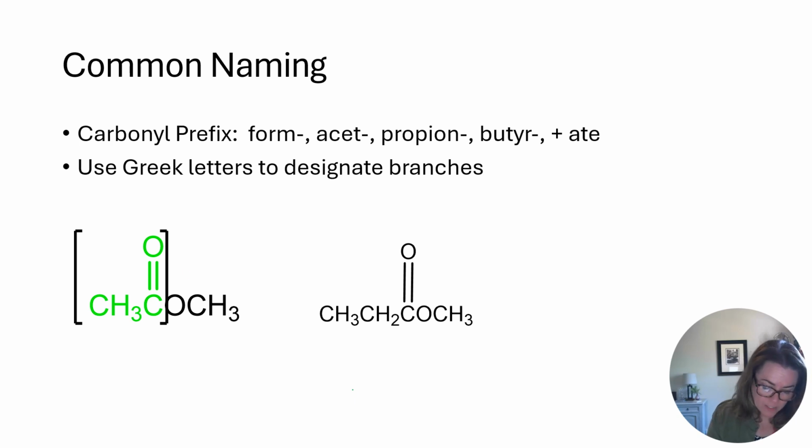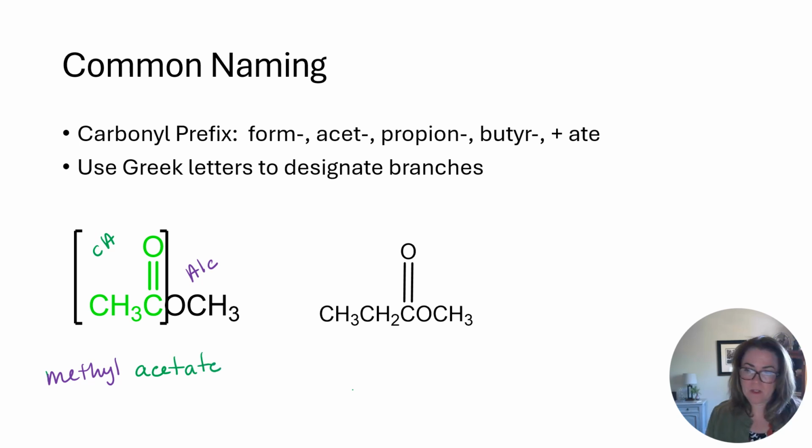All right, so we've already identified on this compound, and actually on both of them, which ones are our carboxylic acid and which ones are our alcohol. So remember that the alcohol is staying the same. So that's going to remain a methyl. Now my carboxylic acid has two carbons. That is an acet. So we're going to change that ending to acetate. So methyl acetate would be the common name of this compound.